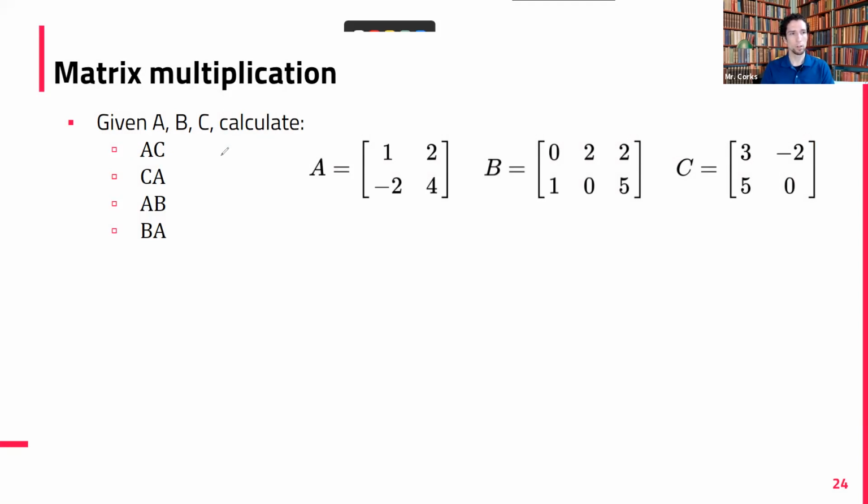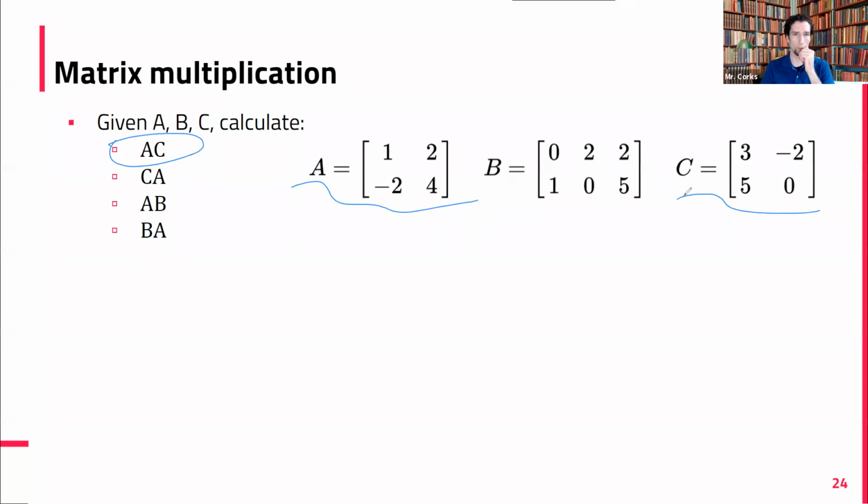Let's start off here. So I want matrix A times matrix C. So here's A and here's C, same values we had before. And let's try to multiply. So matrix A times matrix C.